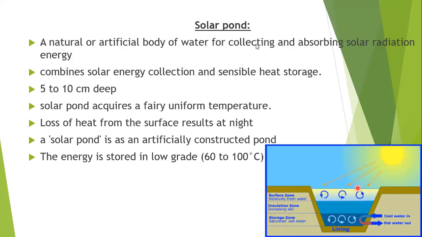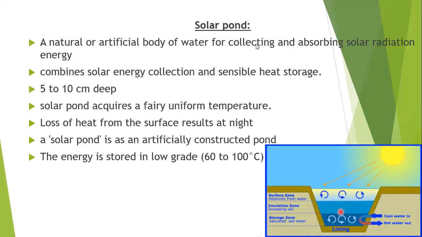So actually we can call the solar pond an artificially constructed pond in which we can raise temperatures to our desired values. And the best term for this solar pond is salt gradient solar pond or non-convecting solar pond. Okay, these two are different from the shallow solar ponds.